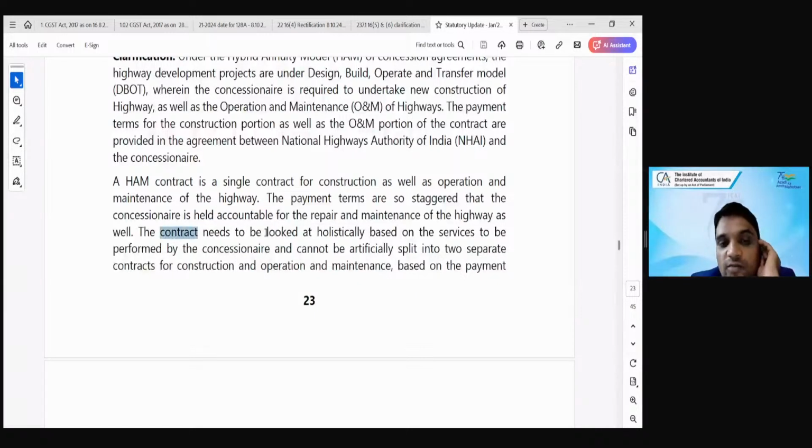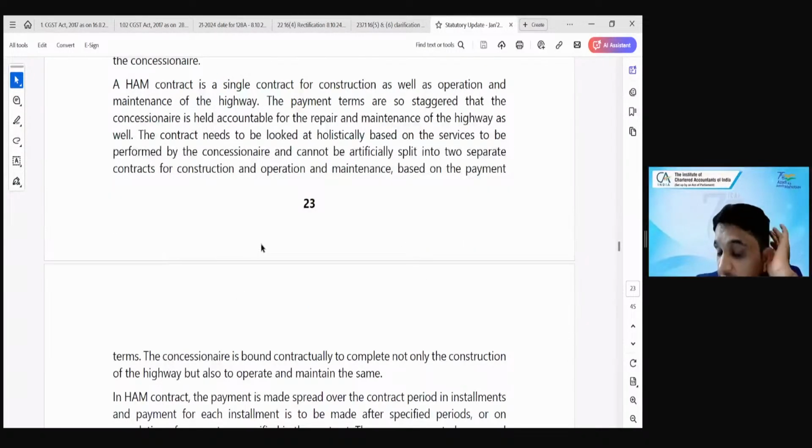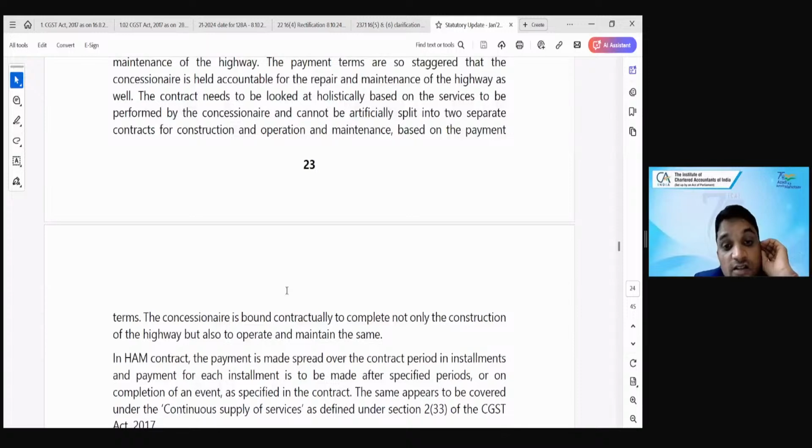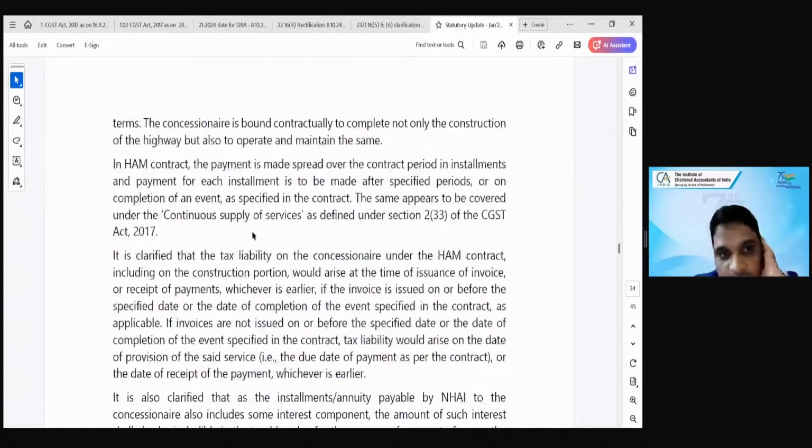The contract needs to be looked at holistically based on the service to be performed by the concessioner and cannot be artificially split into two separate contracts. You have to look at the whole contract together because they are not floating two contracts. They're giving you only one all-inclusive contract for the construction first and then the maintenance and operation. So you're not splitting it into two contracts. The concessioner is bound contractually to complete not only the construction but also operate and maintain.